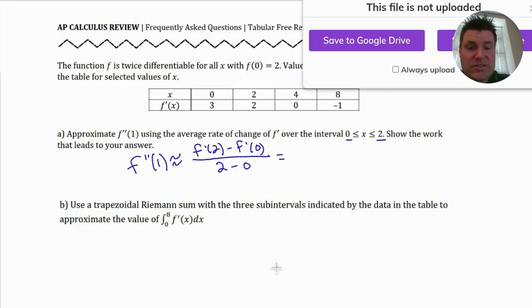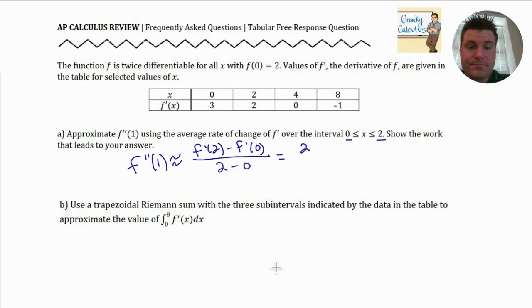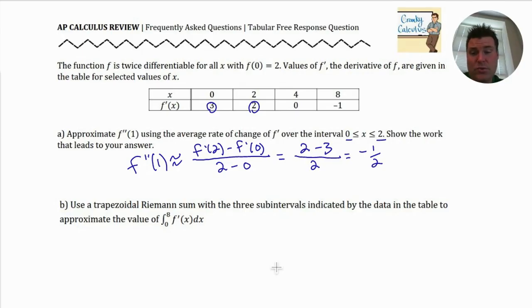And f prime of 2, we're going to substitute that in. We're going to get 2 minus f prime of 0 is 3, and I got this straight from my table, all over 2 minus 0 is 2. You don't need to simplify, but I will for you. You should end up with a negative 1/2 here. So you need to show the difference quotient.